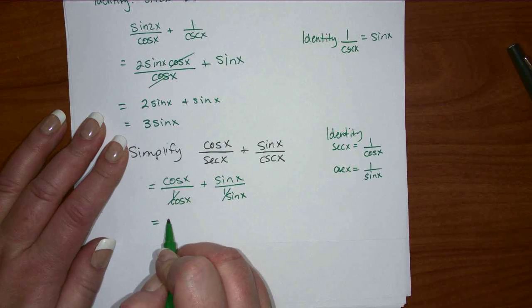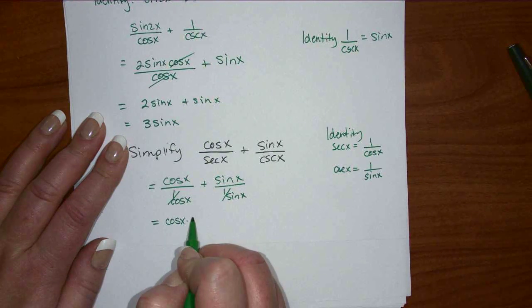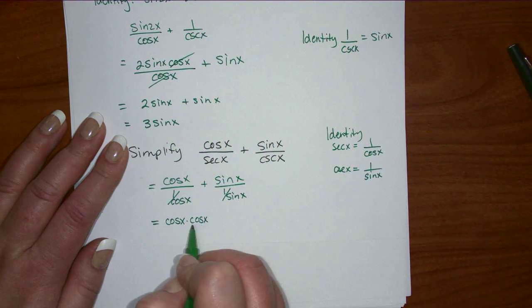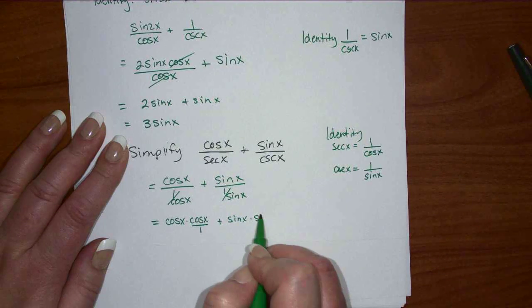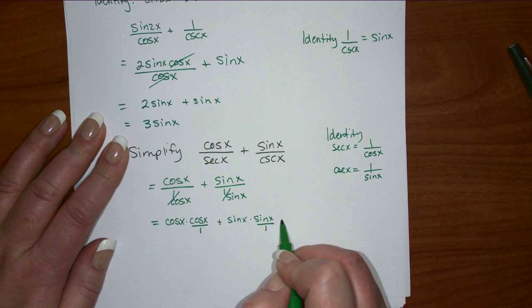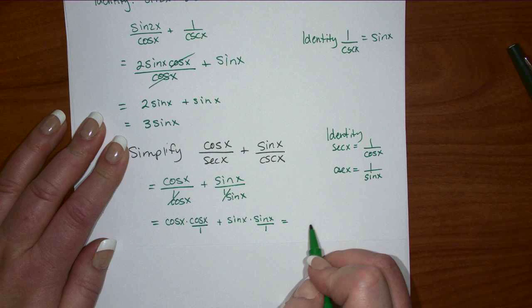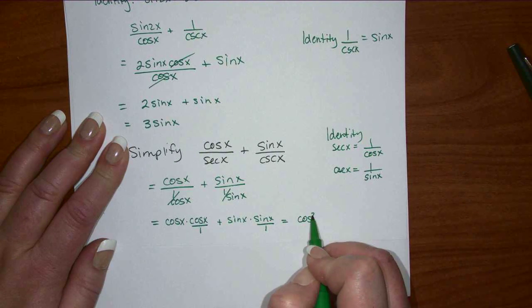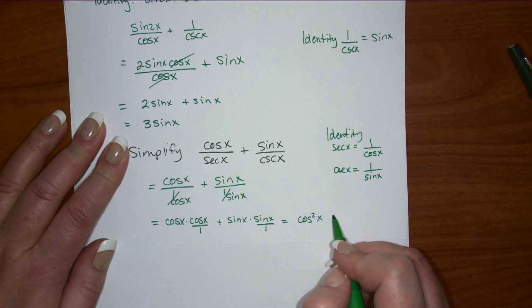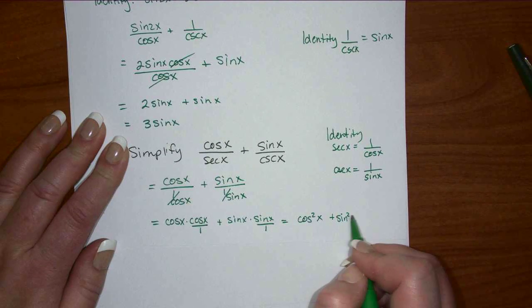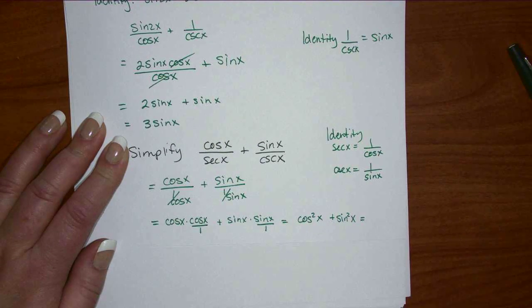So we take the top, multiply by the reciprocal of the bottom. Same here, take the top, multiply by the reciprocal of the bottom. Cos times cos, cos squared. Make sure you put the squared between the cos and the x. And sine times sine. Cos squared plus sine squared? 1.